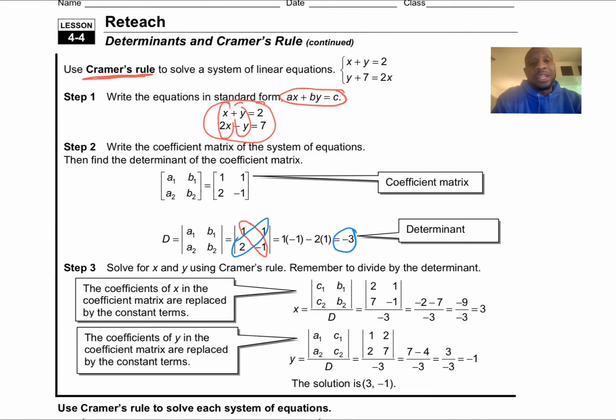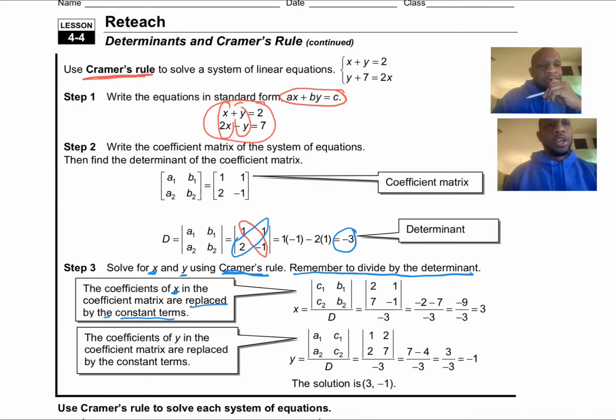Once you get the determinant, step 3 is to solve for X and for Y using what's called Cramer's rule, okay? And then remember to divide by the determinant. So here's the steps of solving. The coefficients of X in the coefficient matrix are replaced by the constant terms. Okay, they're replaced by the constant terms.